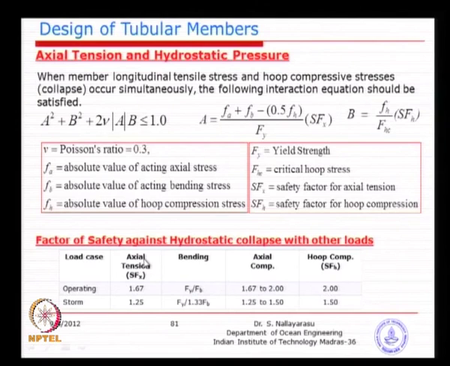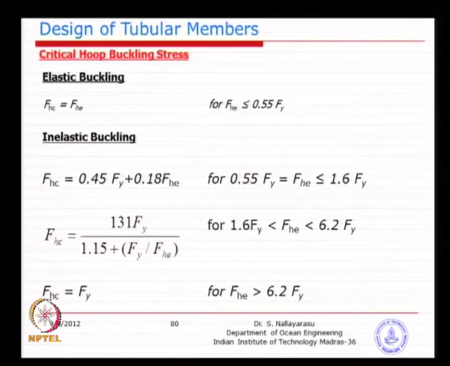Just do not look at the top portion, look at the bottom one. We have a factor of safety defining the four combinations of stresses that are going to occur. The last one is the hoop compression due to external hydrostatic pressure. A factor of safety of 2.0 is required for the normal situation, and a reduced factor of safety of 1.5 is acceptable when subjected to storm waves. So, when you divide the critical hoop buckling stress by a factor of safety of 2, it gives you the allowable hoop buckling stress, which you compare with the applied hoop stress of PD by 2T.